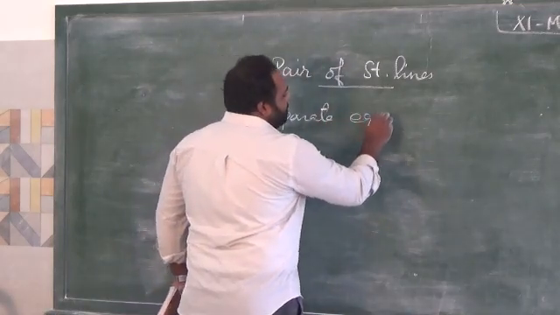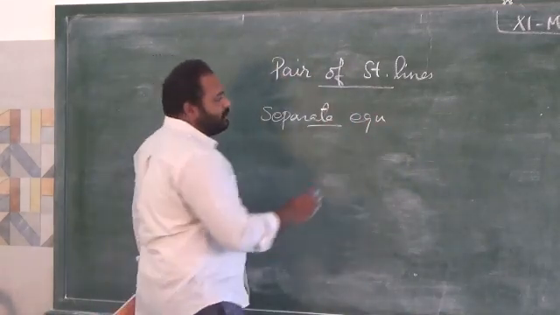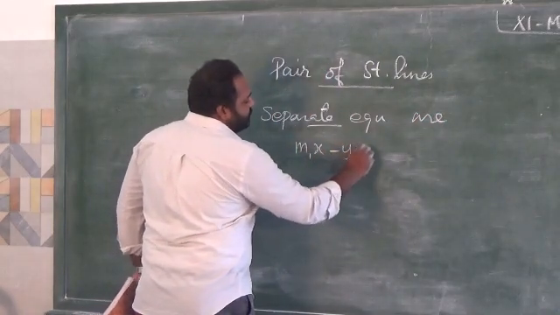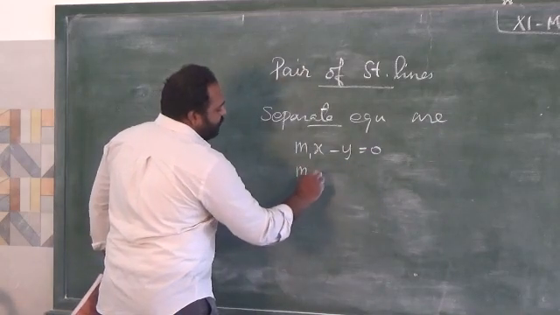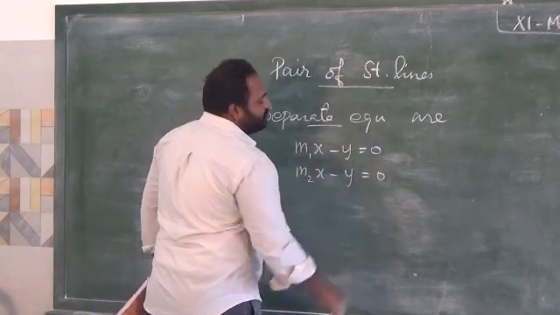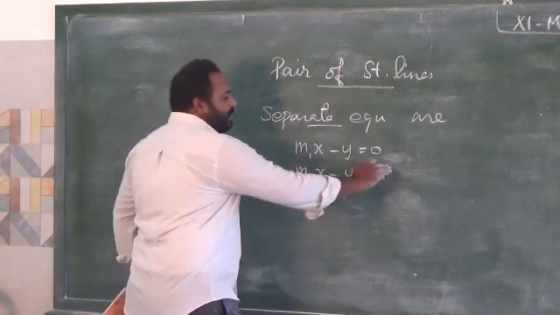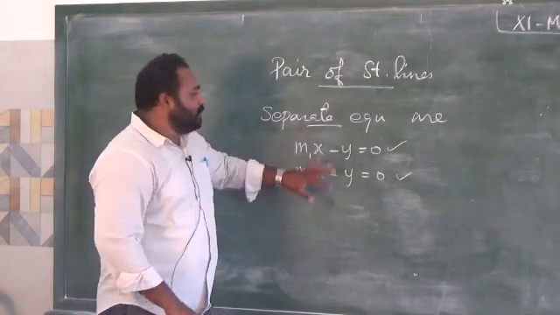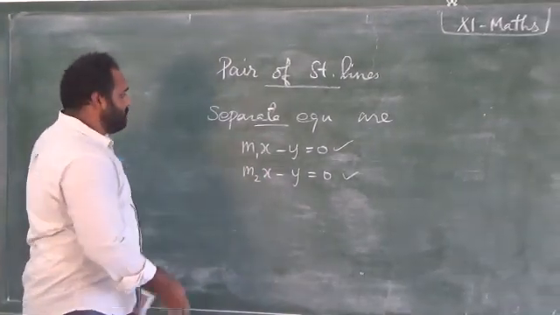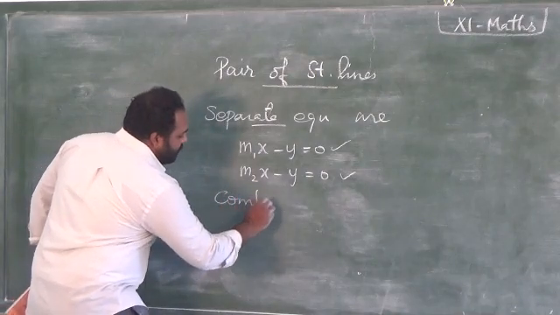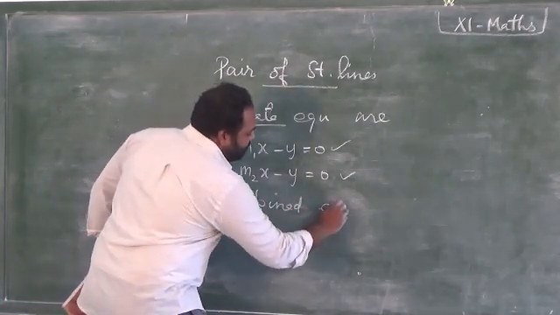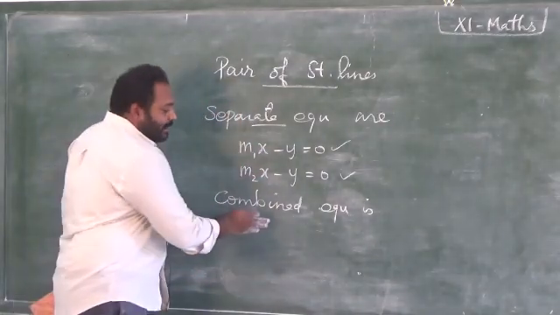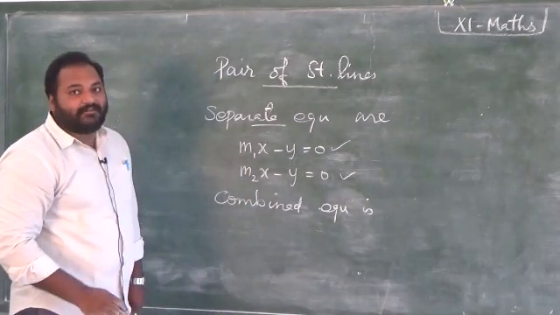Separate equations are m1x minus y equal to 0, m2x minus y equal to 0. So we have studied so far this line separately, this line separately. Now we are going to merge these two lines, and that is called a combined equation.